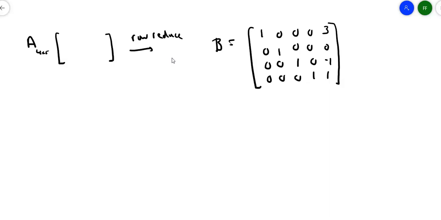I want to find a basis for the row space. Well, in order to find a basis for the row space, the first thing I should do is row reduce the matrix. Now, the question is, well, if I go through this whole process of row reducing a matrix, doesn't that change the matrix?